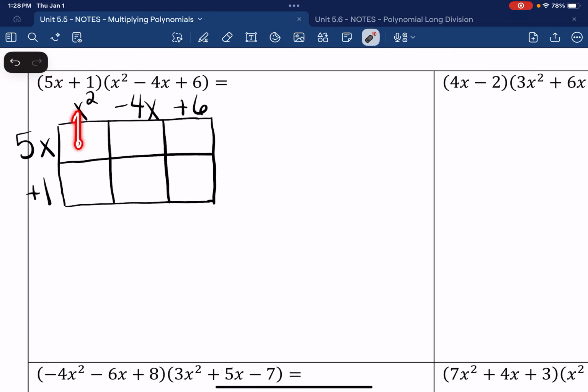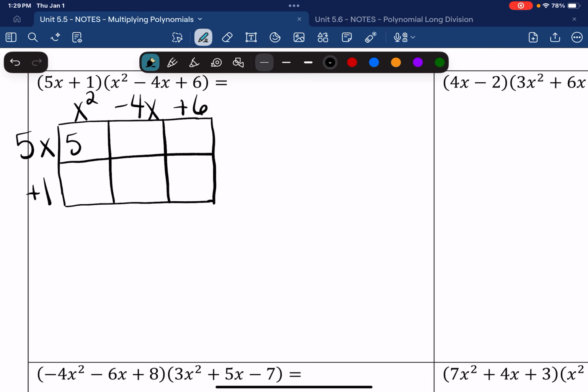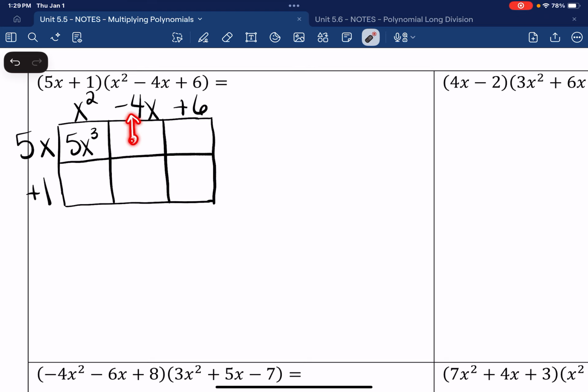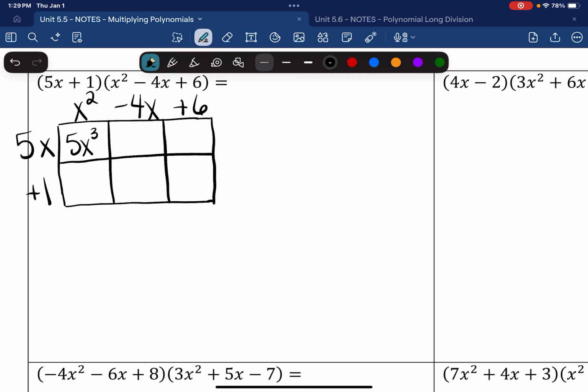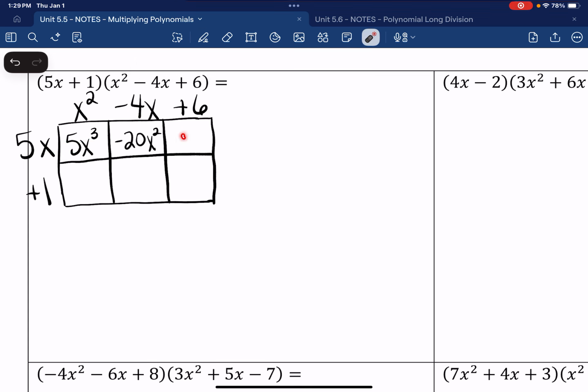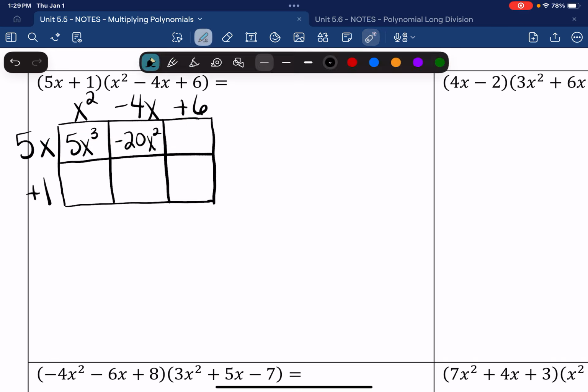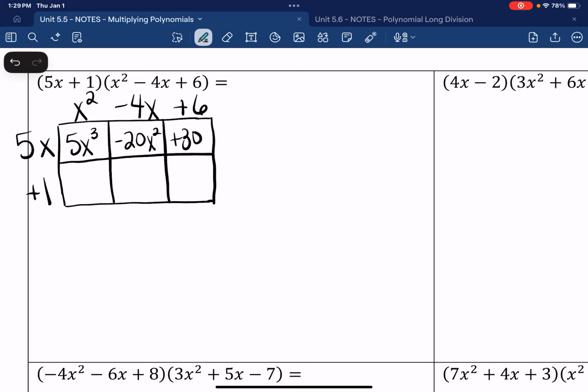So start here. X squared times 5x gives us 5x to the third. So this is 5x to the third. Next box, negative 4x times 5x gives us a negative 20x squared. So minus 20x squared. Next box, 6 times 5x gives us a plus 30x. All right, and then we can move to the bottom row.